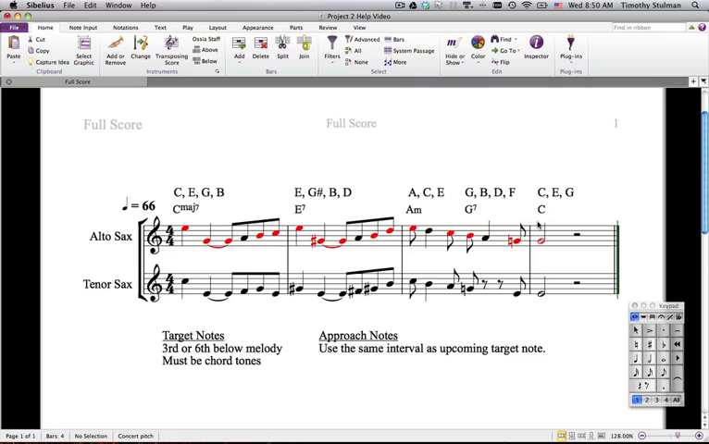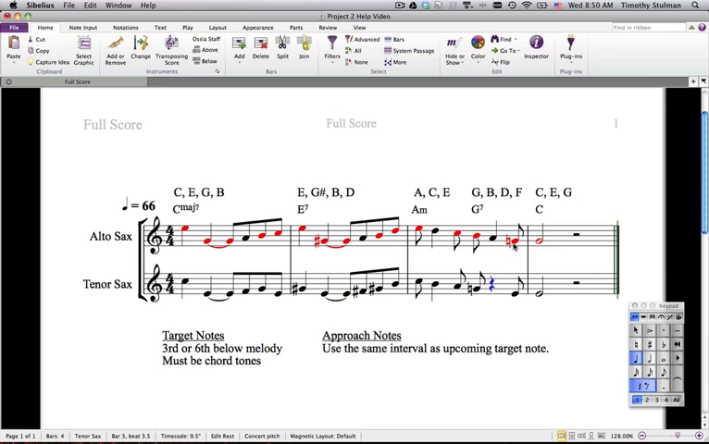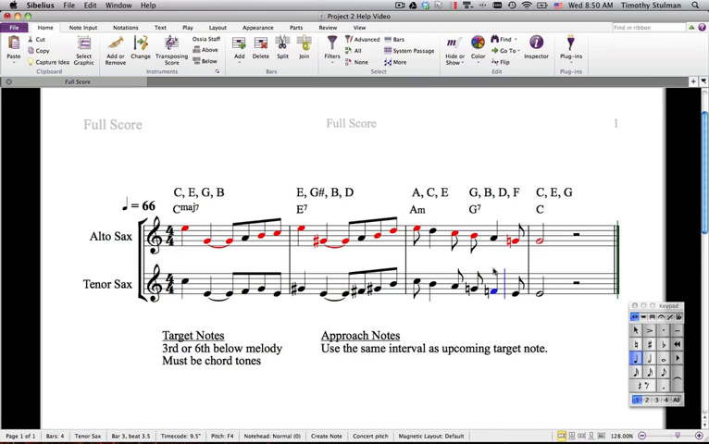Now let's harmonize that one last approach note. The upcoming target note is a G, which is now harmonized at a third below, and so we'll use a third below here as well. Now let's listen to what this sounds like.